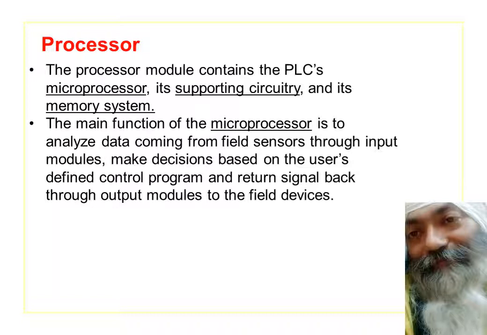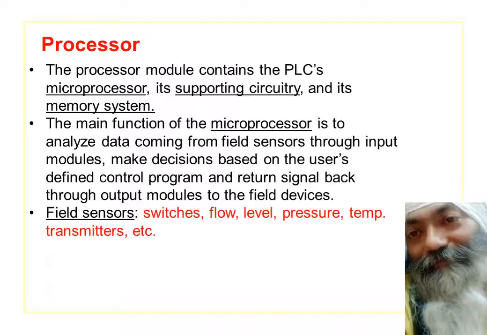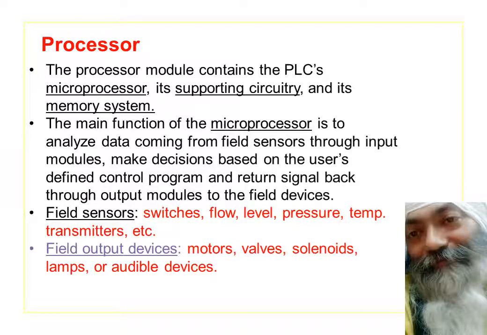Once all this data comes to the PLC, it has to execute its own program to make decisions, and this program is written by the user. Ultimately, this program returns the signal back to the field devices, again not directly but through the output modules. The field sensors comprise switches, flow, level, pressure, temperature transmitters, etc. And the field output devices can include motors, valves, solenoids, lamps, audible devices, and so on.